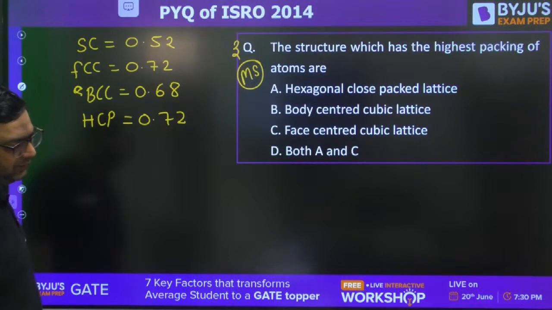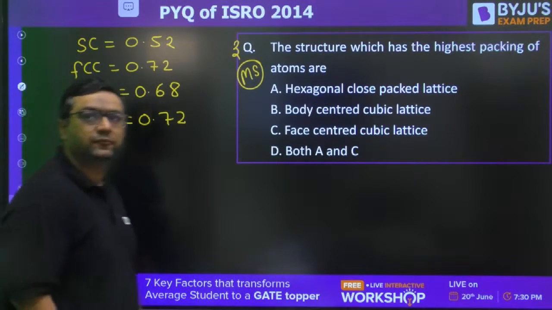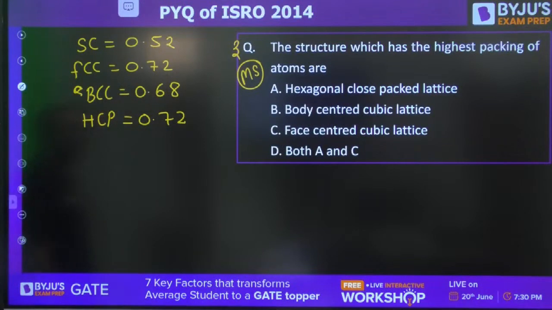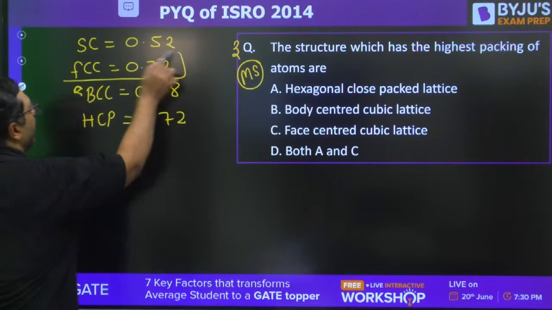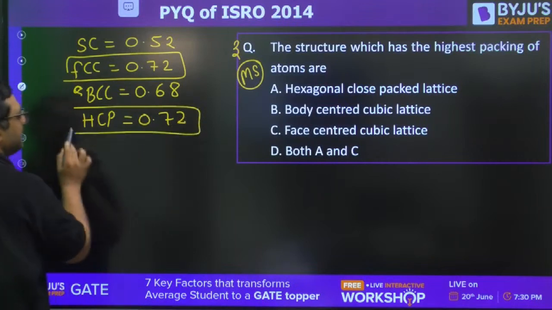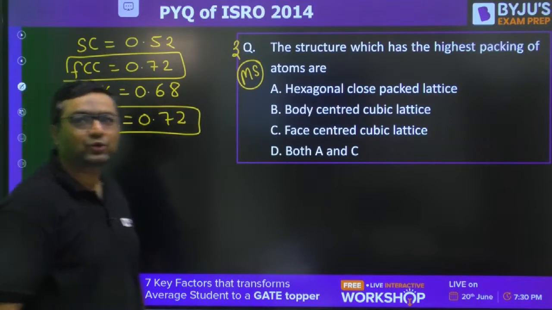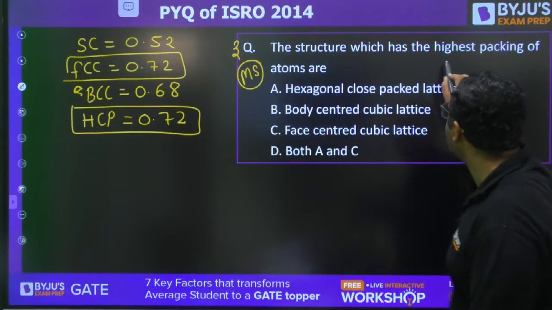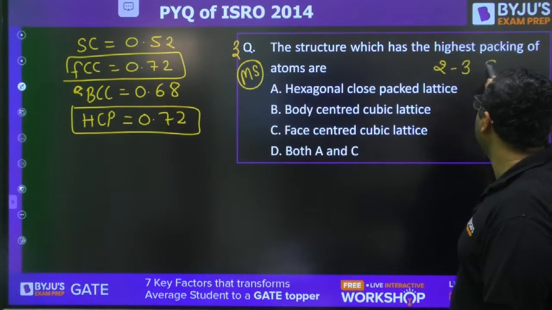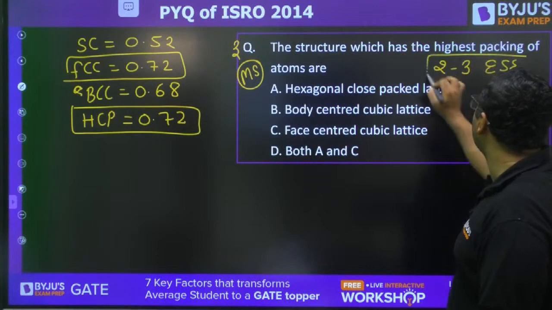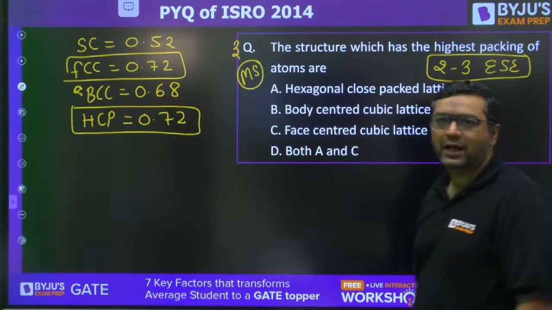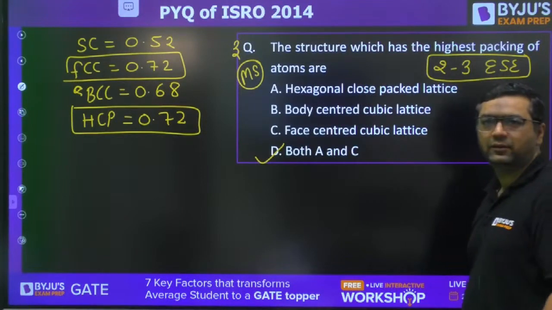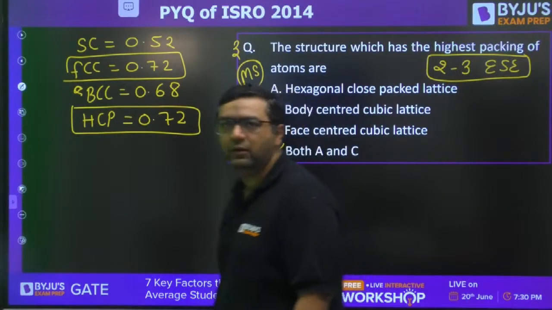What is going to be your answer? Can you tell me? Yes. Okay, Pajal, what are you saying? A. Dear, look at it carefully. FCC and HCP have the same. That is how students make mistakes in this question. This question has been asked 2 to 3 times in the engineering services exam, so it is copied from there. So the answer will be D for this, both A and C. Is it clear, Pajal word?